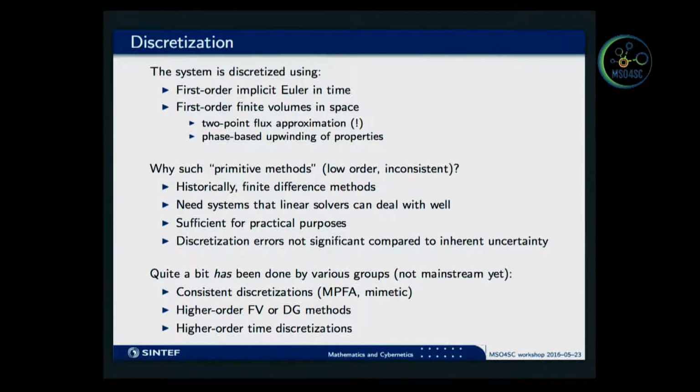On consistent discretizations, there's something called the multi-point flux approximation and mimetic methods. And for the upscaling part, we use mimetic methods. For OPM Flow, we use a 2-point flux approximation, the simpler one. Work has been done on higher order finite volume or discontinuous Galerkin methods and higher order time discretizations, but none of this is mainstream yet. But I'm saying, if and when it becomes mainstream, I'd like it to become mainstream through OPM Flow and not through someone else's software. And I think it's much more likely that it will happen in Flow than in some commercial software.